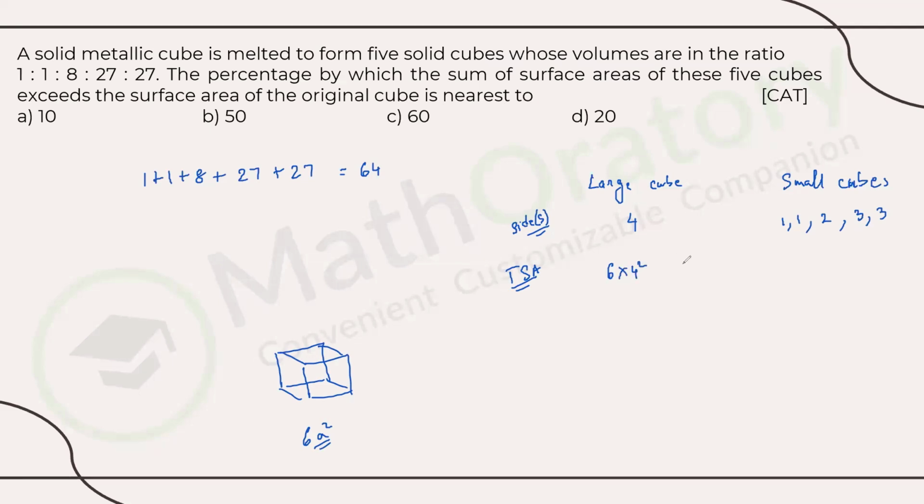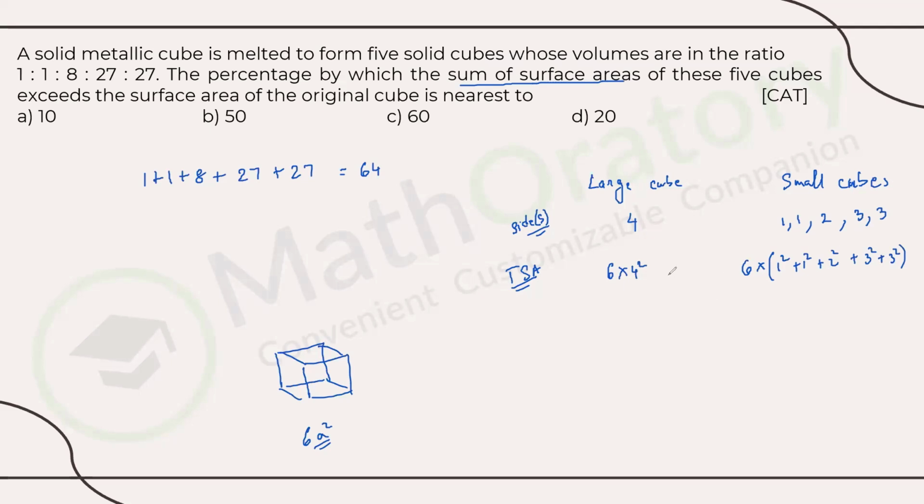Now, what are we looking for? We're looking at the percentage by which the sum of the surface areas of these 5 cubes exceeds it. So we have to figure out the total surface area of all these small cubes combined. That would be 6 into this square plus this square, something like this. So I'm just writing this together. So we have something like this as the sum of the surface areas of these small cubes.